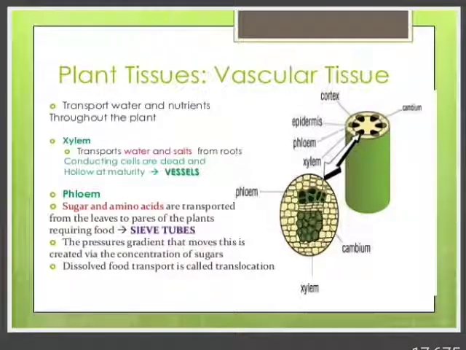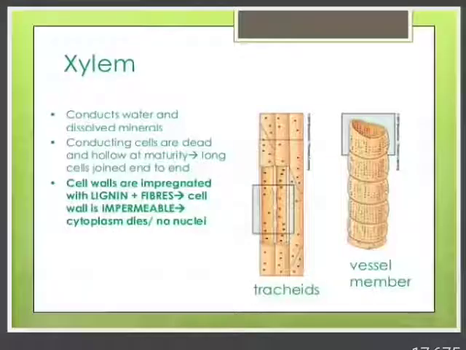So phloem, what is the purpose of phloem? Sugars and amino acids are transported from the leaves to the parts of the plant requiring food. It uses sieve tubes. A pressure gradient moves the food, created by the concentration of sugars. Dissolved food transport is called translocation.